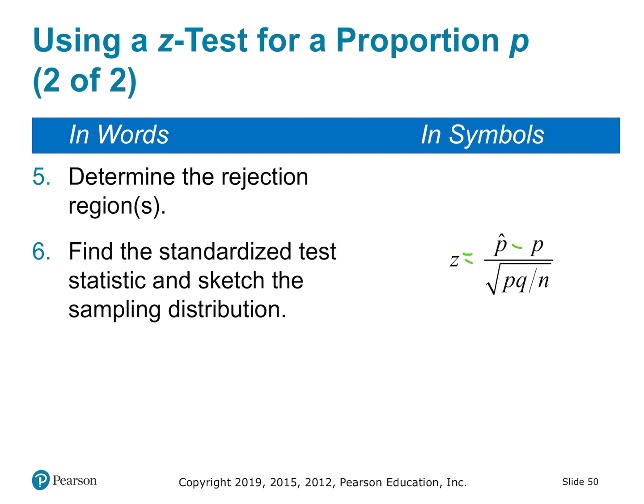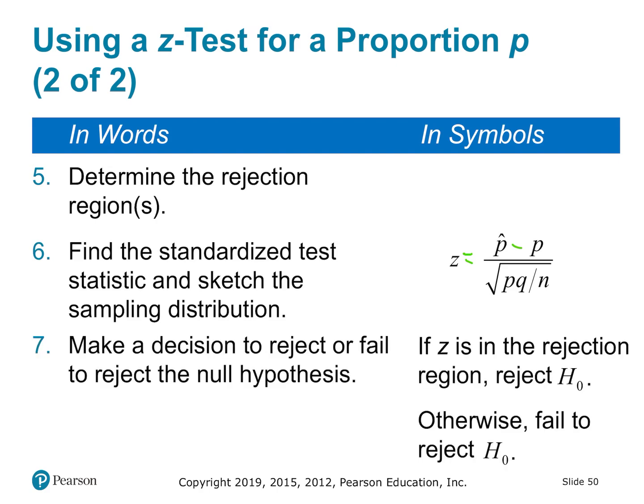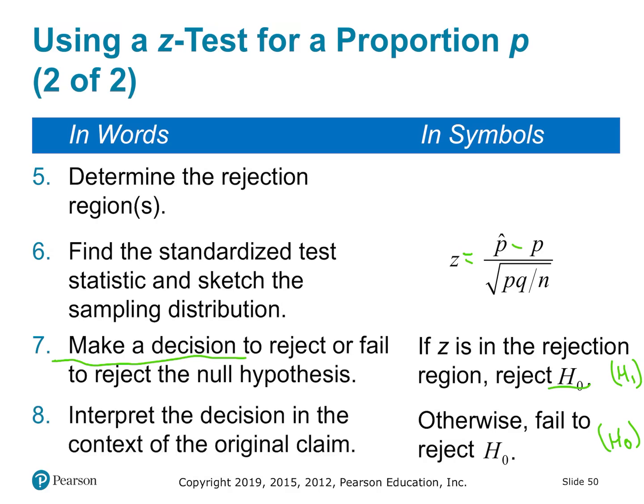And we have the following as well. Number 7: make a decision. You've got to make the call. If Z is in the rejection region, you reject H0, and that means you like Ha, or H1. That's your favorite one. Otherwise, you fail to reject it, and you basically like H0. Not quite saying innocent, but you are saying not guilty. So that's the kind of thing we go through. And then interpret the decision in the context of the original claim. Basically, you just look and see what your favorite hypothesis was, and you put it into words.